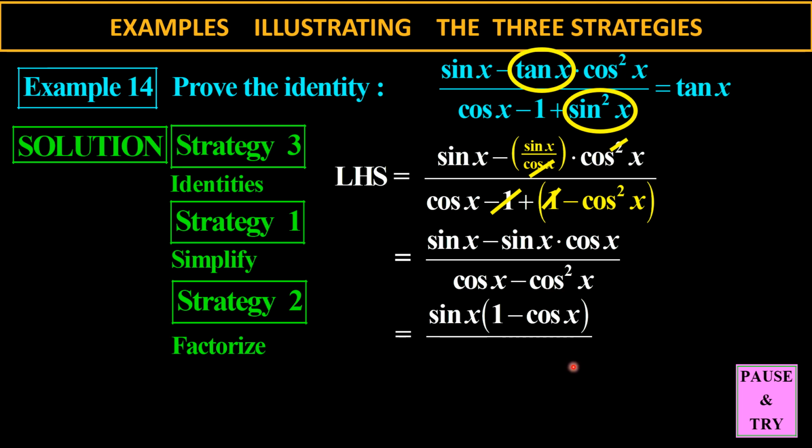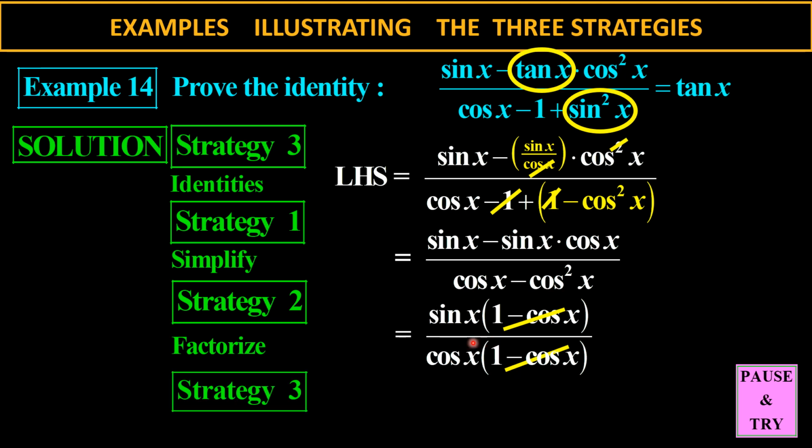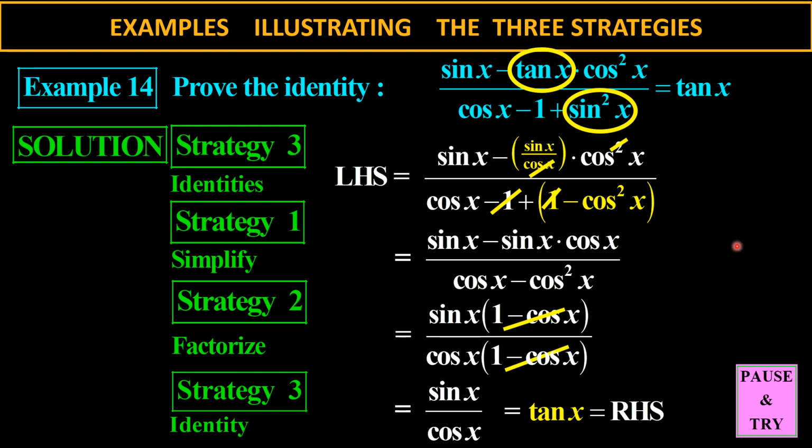Okay, now again we go back. Strategy 1, we can cancel, right? We can cancel out the 1 minus cos x and the 1 minus cos x. It's obvious. Now if I look at that, nothing further to cancel, nothing to factorize. Any identity? Yes, we see the identity, obvious. Sine x over cos x is equal to tan x. So I apply my identity. Sine x over cos x, that's tan x. And now I see tan x there is equal to the right-hand side. So again, there we prove the left-hand side equal to the right-hand side. So we've proved the identity there.